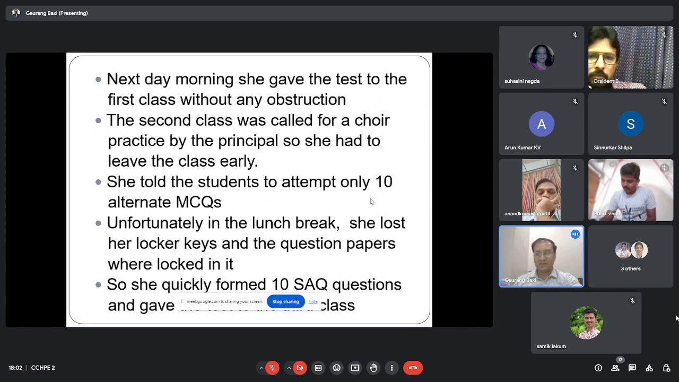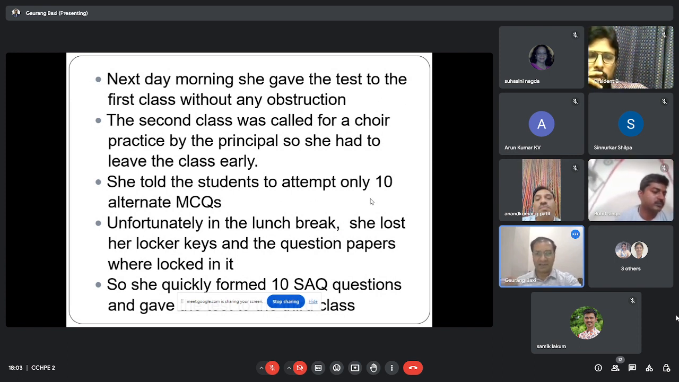Now, when the time came for the second class, she had just distributed the MCQ question papers to the students, and suddenly there was a call from the principal of the school, and the students were immediately called for a choir practice. She had already given away the test paper, so she could not take it back, but she had to leave the class early because the principal had called. So what did she do? Immediately on the spot, she told the students to attempt only 10 alternate questions. All the odd number questions she instructed the students to attempt, and that's how she somehow finished the class.